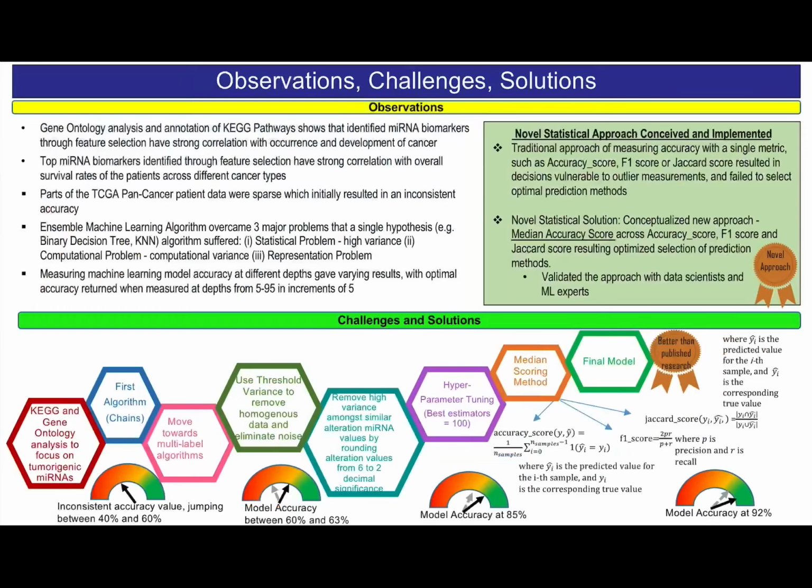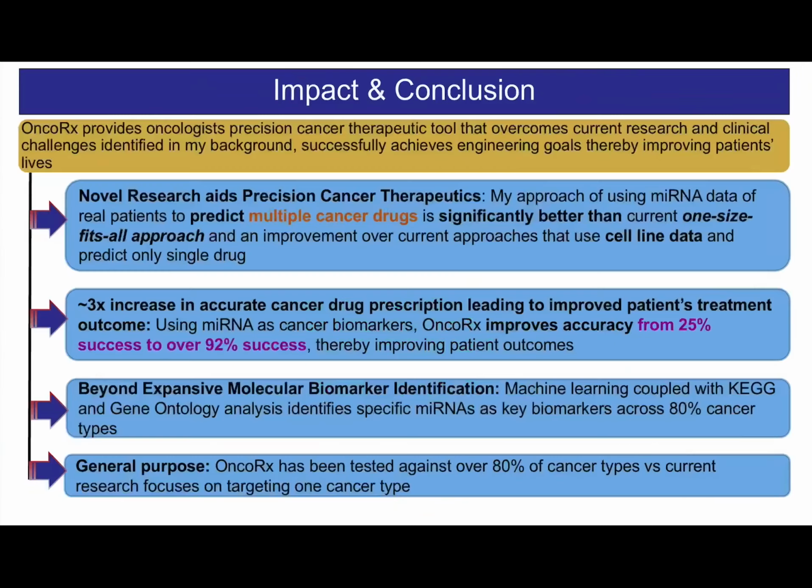Finally, I built and implemented a median scoring method, which calculated the median value of 3 different accuracy metrics as opposed to using just one. This reduced the impact of outliers when selecting the best hyperparameters during cross-validation, increasing the final prediction accuracy to 92%. Overall, OncoRx is an improvement over current monotherapy research, but more importantly, it's an improvement over the one-size-fits-all approach used in clinical settings, since we go from a 25% to a 92% treatment success rate.